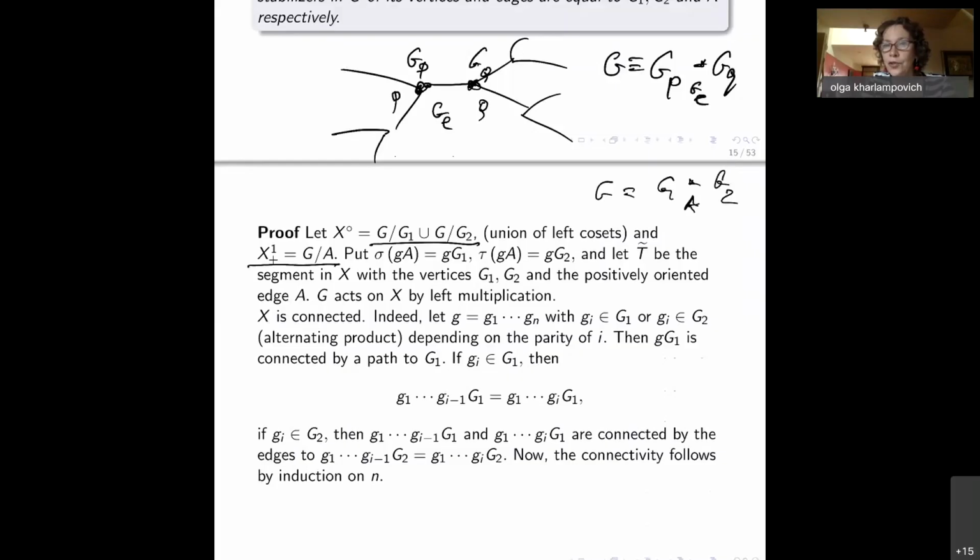Now sigma of gA, like this is the left coset, is just gG1. Tau of gA is just gG2, with the same representative. And T tilde is a segment with the vertices G1, G2.